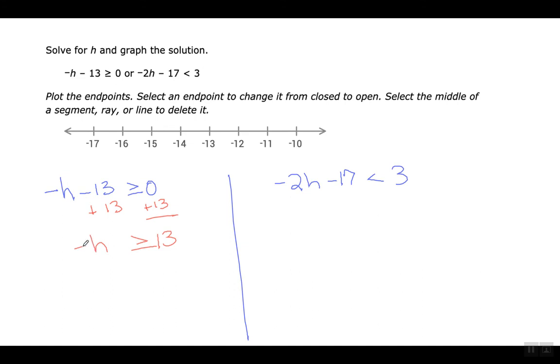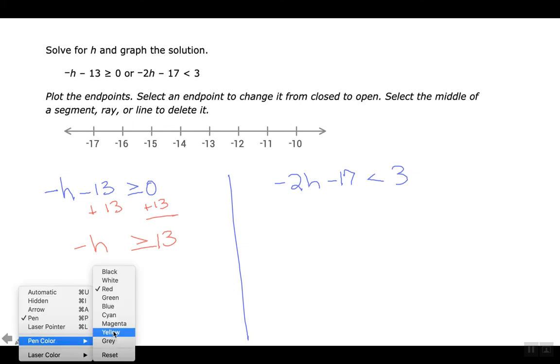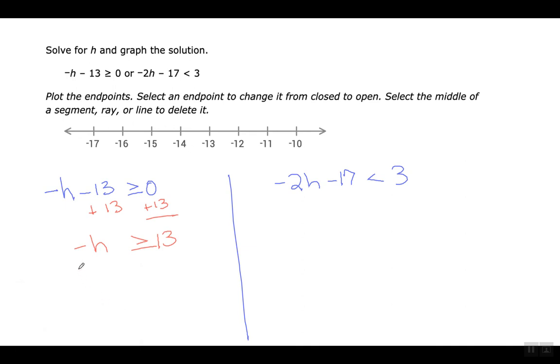So if negative 1 is multiplying with the h, and I want to get rid of that negative, do the opposite of multiplying by negative 1, which is divide by negative 1.